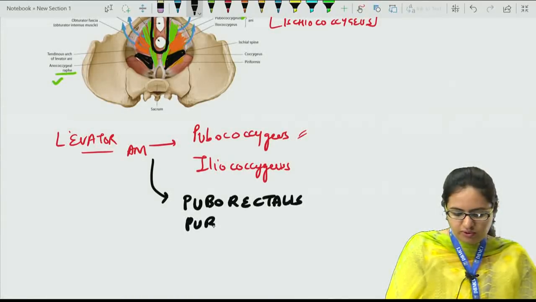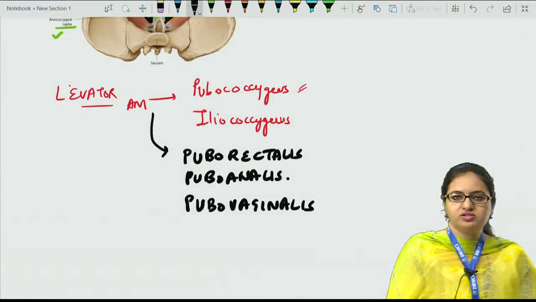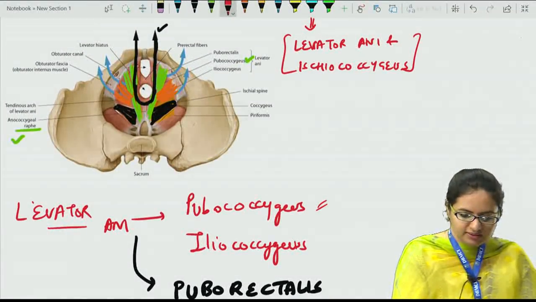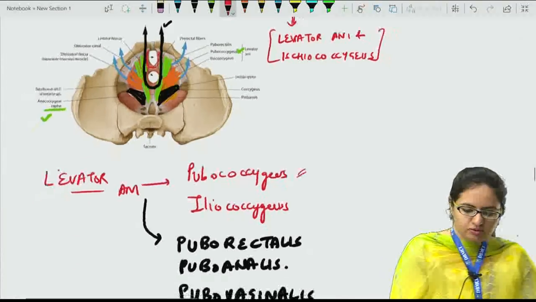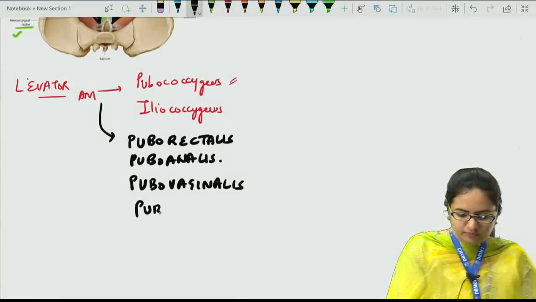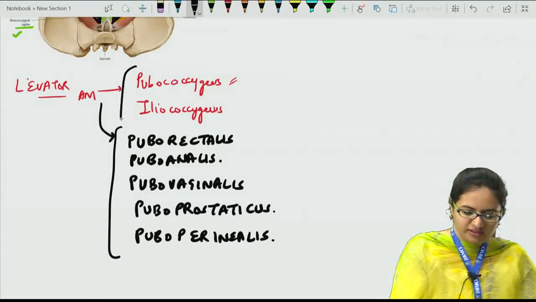Then apart from this, puboanalis, pubovaginalis. These are the fibers surrounding the vaginal opening, running in close approximation to it. Then puboprostaticus and puboperinealis. All these are the components of the levator ani muscle.